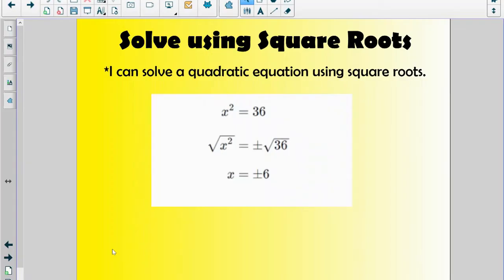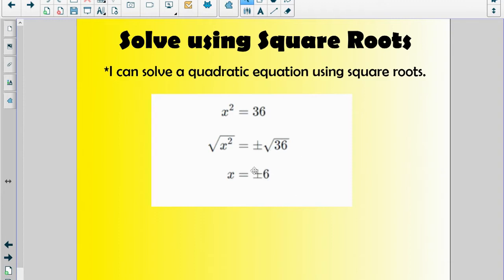All right, another way that we can solve quadratic equations, remember quadratic means that we have x squared as the largest power of x, is using square roots. So here's an example. We'll talk about how to do this, but if you have x squared equals 36, that means you're trying to figure out what number multiplied by itself would equal 36. So it's kind of given away. We're going to use square roots today to solve something like this.